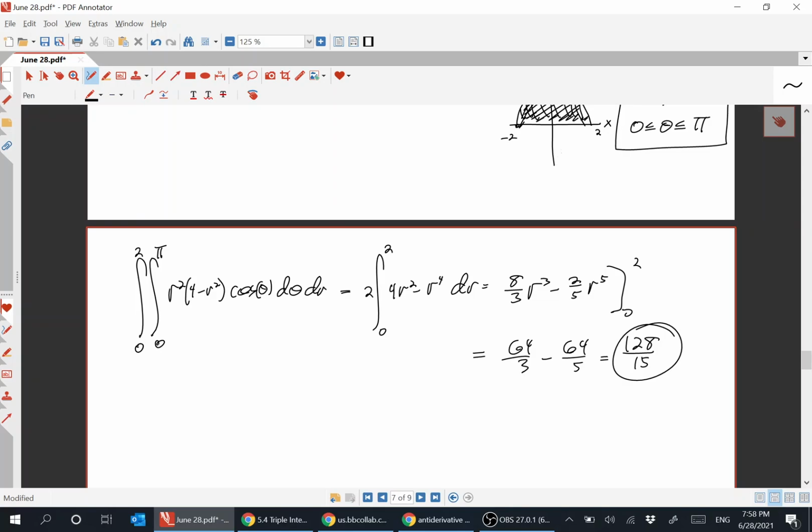All right, so if you want to make that problem just a little more interesting, then you could just do the integral from 0 to pi.